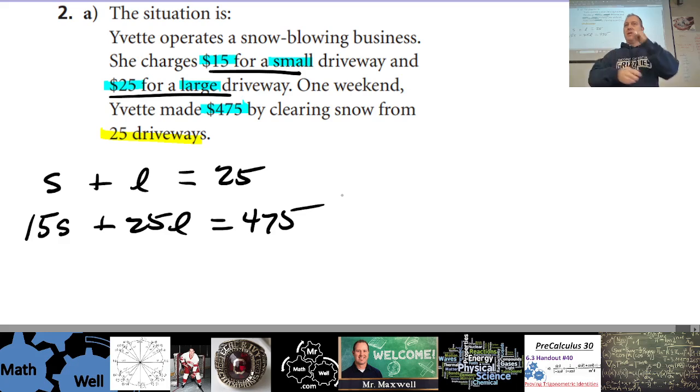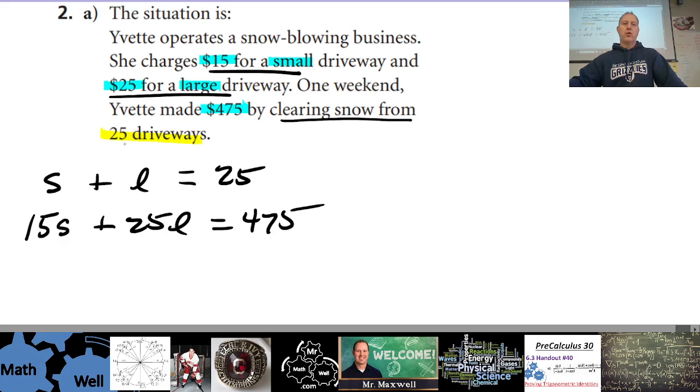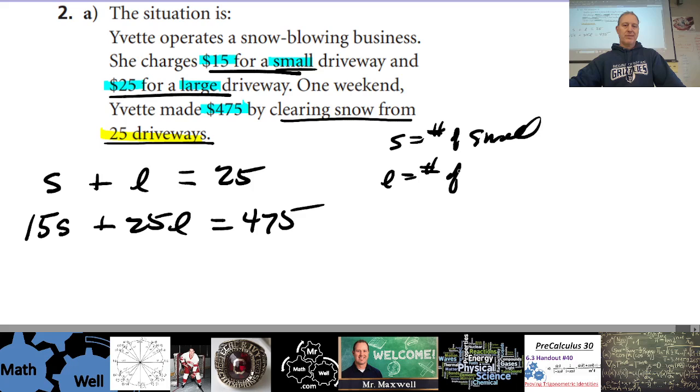Any questions about that? Wait, for the first one? Yep. Why would it be 25? Well, she's clearing snow from a total of 25 driveways. Oh, and that would come from the small driveways or the large driveways. So S is the number of small driveways. I didn't write this down, but L is the number of large driveways.